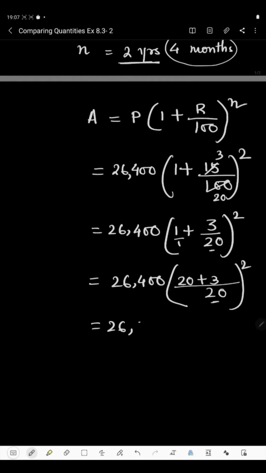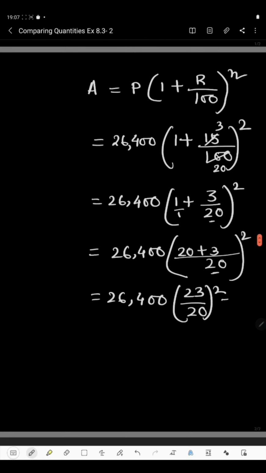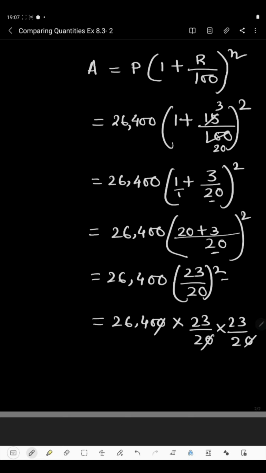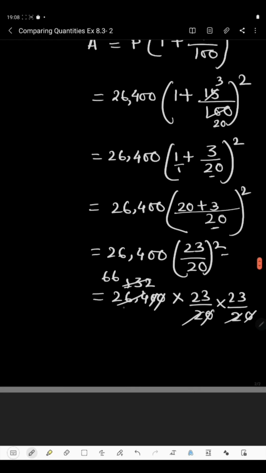So, 26,400 into 20 plus 3 is 23 by 20 whole square. And if the power is 2, that means we will have to write 23 by 20 twice. So, 26,400 multiplied by 23 by 20 into 23 by 20. Now we'll cancel the zeros. 2 1s are 2, 2 3s are 6, 2 2s are 4. Now 2 1s are 2, 2 6s are 12, 2 6s are 12. So what we have got in the numerator, 66 multiplied by 23 multiplied by 23.